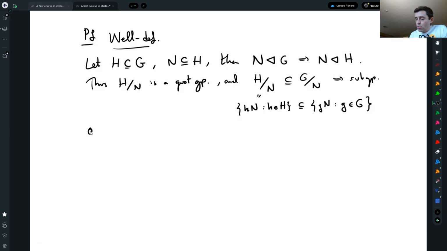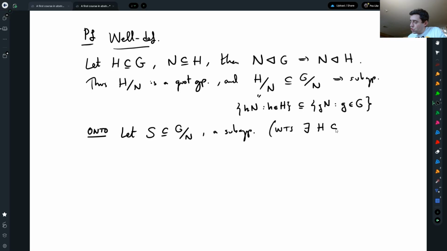So now let's prove that the correspondence is onto. So what do we need? Suppose I have a subgroup S of the quotient group. We want to show that there is some subgroup H in G, with N contained in H, such that H modulo N is precisely this subgroup S.